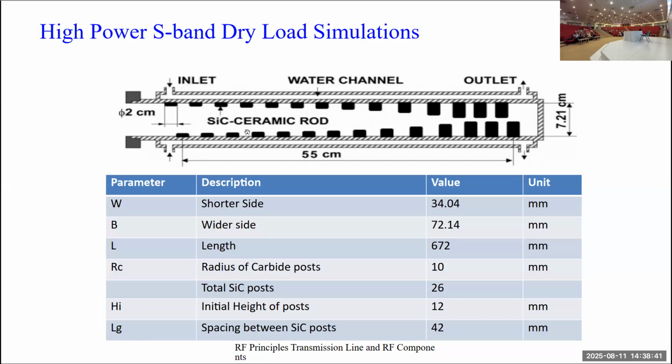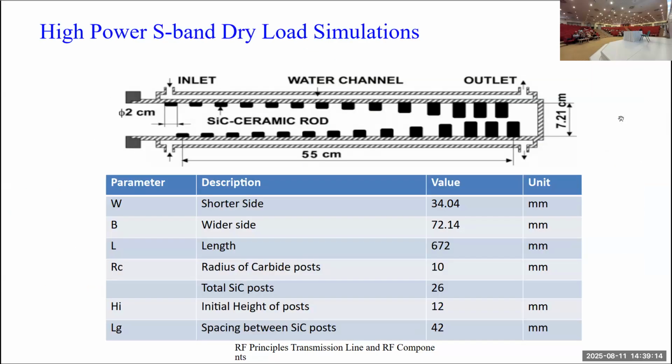But in this case, you don't need this RF window, because brazing of this RF window is a difficult and tough task. So that's why it is called dry load. If the power is very high, we need to cool from the external walls. So cylindrical silicon carbide posts are designed and integrated inside it.